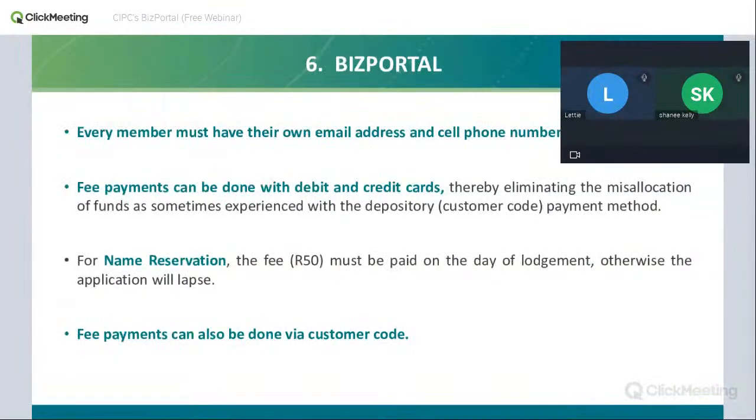Now, BizPortal. It is compulsory that every member must have their own email address and cell phone number. And please do not use the company's general information one. Use your own personal email and cell phone number. Fee payments can be done with debit and credit cards, thereby eliminating the misallocation of funds as sometimes experienced with the depository customer code payment method.